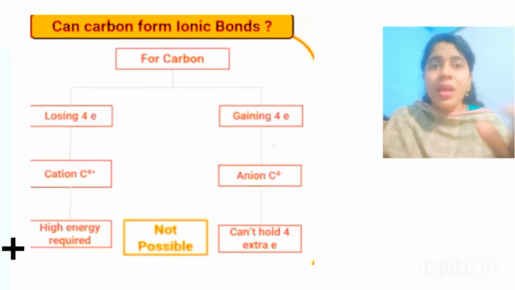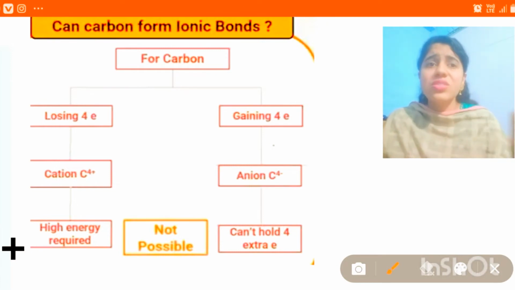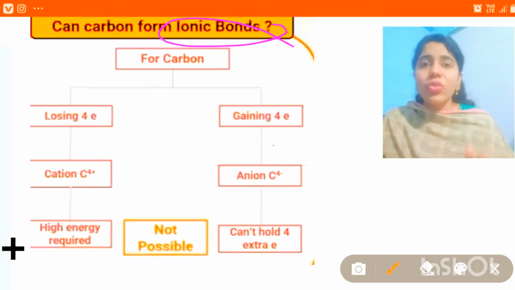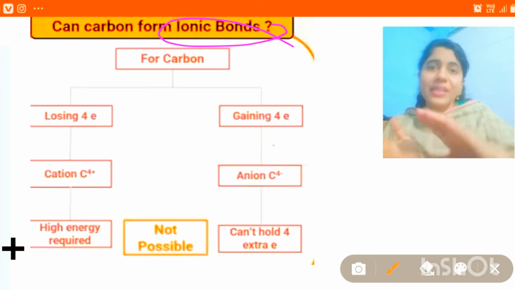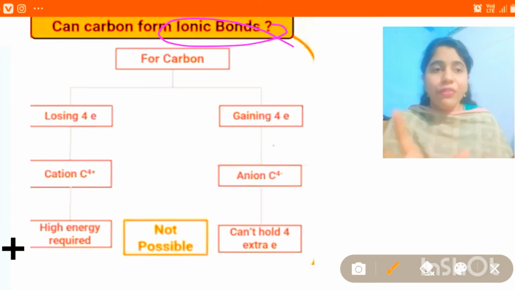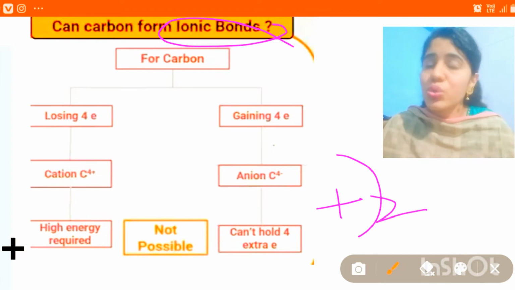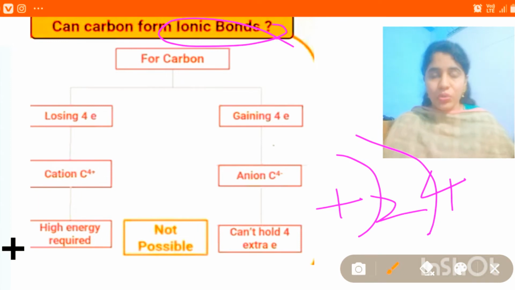Next, let us learn about carbon compounds. Why doesn't it go to an ionic compound? Because an ionic compound involves a complete transfer of electrons. For example, the electronic configuration of carbon is 2 electrons in the first shell and 4 electrons in the second shell.